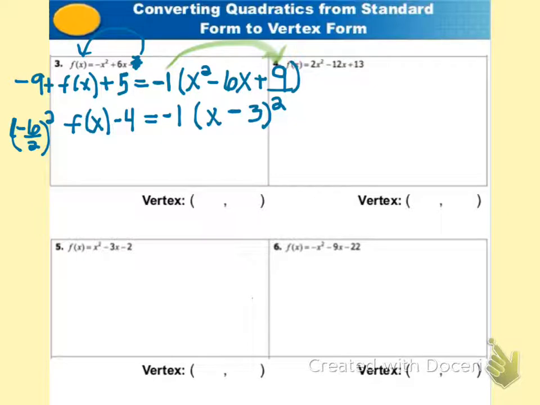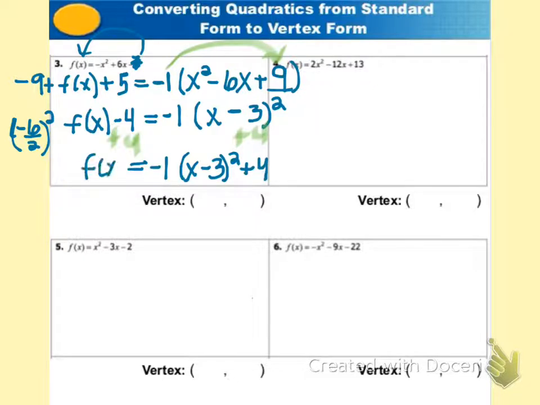So we're almost there. We're almost in vertex form. And the last thing we have to do is simply add this 4 to both sides. Right? We're going to add the 4 here, add the 4 here, and that leaves us with negative 1 times x minus 3 squared plus 4.